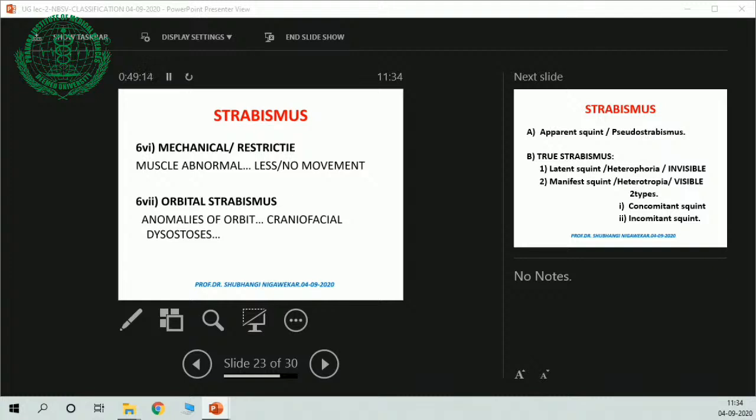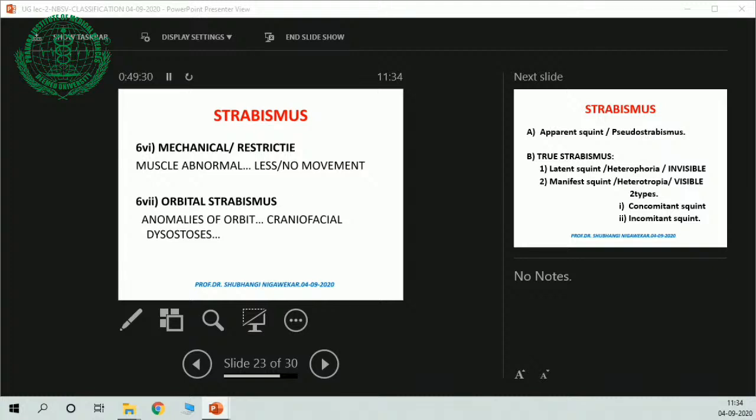It is not the nerve affected. It is not the capacity of the motor mechanism, but it is the restriction because of the mechanical hampering that is there, and that's why this tropia is called mechanical or restrictive tropia. That spelling is wrong, I'm sorry once again.